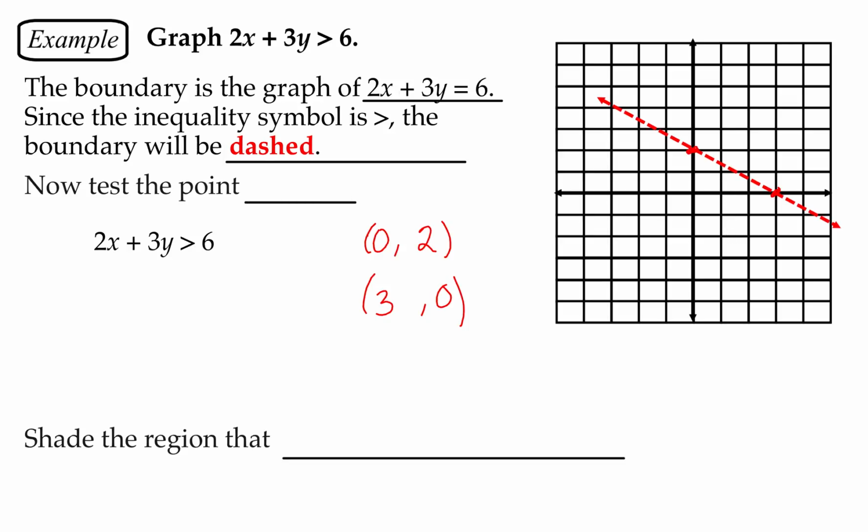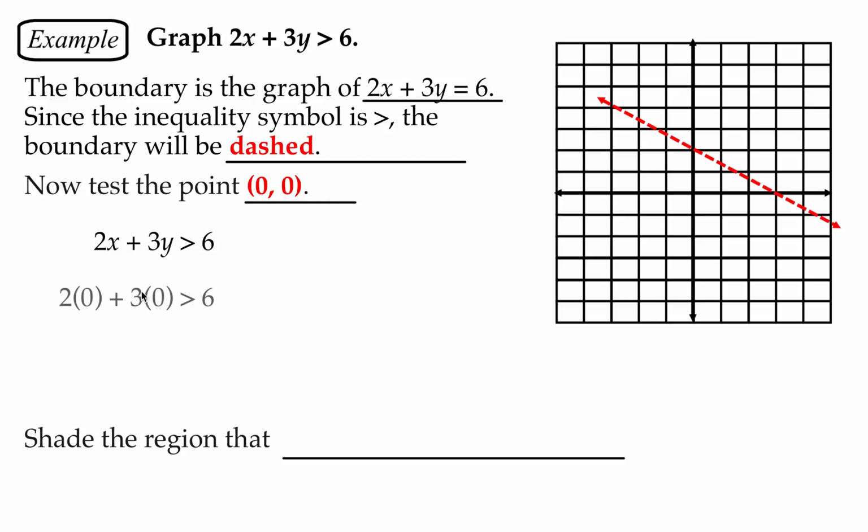Now we have to figure out which side is going to be shaded. So we're going to test a point. The easiest point to test is going to be (0, 0). If (0, 0) satisfies the inequality, then we will shade the side that contains (0, 0). If (0, 0) gives us a false statement, we'll shade the opposite side.